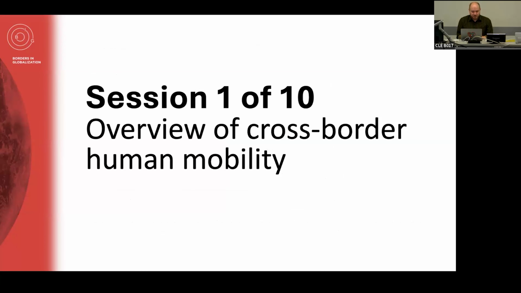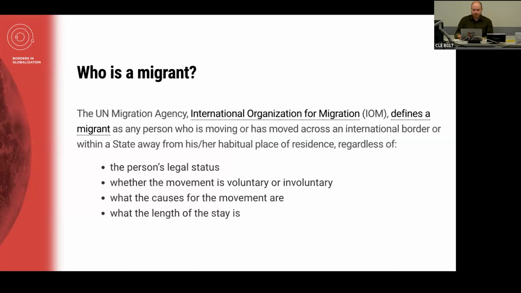Turning to session one, overview of cross-border human mobility. We're going to start very basic. Who is a migrant? How is migrant defined?